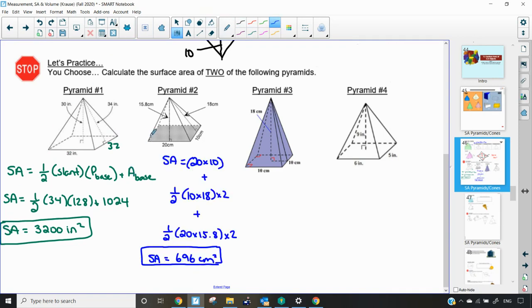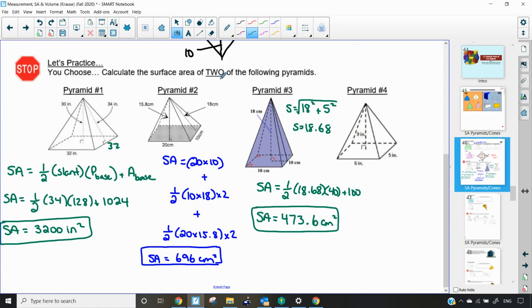Taking a look at our next pyramid here, we have a rectangular pyramid, so I can't use that formula. I have 10 by 20, so the area of my base is 20 by 10. And then I have 2 triangles that have a measurement of 10 by 18. So 10 times 18 times 1/2, or 10 times 18 divided by 2, times 2. Essentially, the 2 and the 1/2 cancel each other out. That will give me the measurements for those 2 triangles. And then my other triangles will be 1/2 times 20 by 15.8 times 2. And that will give me a surface area of 696 centimeters squared.